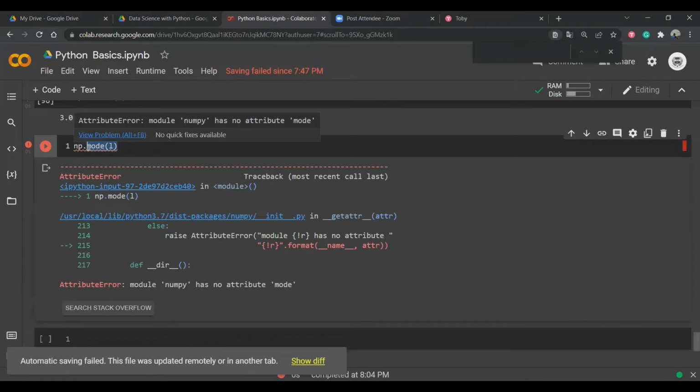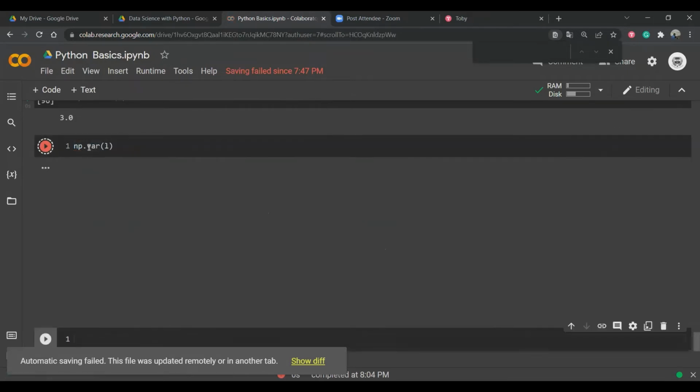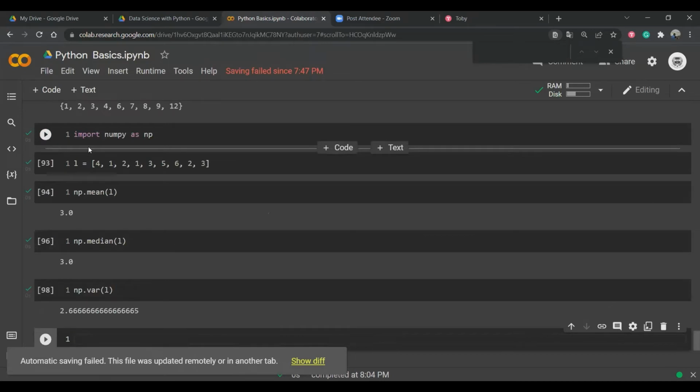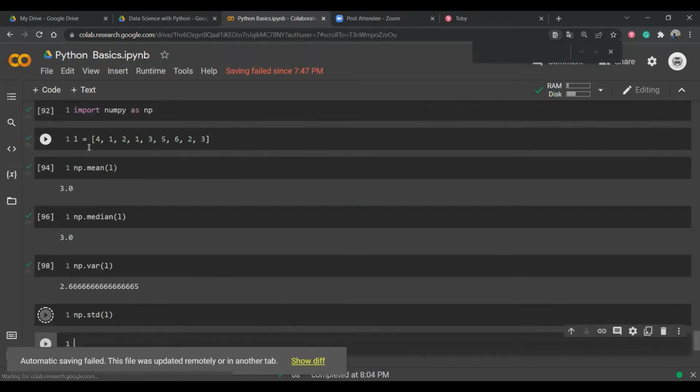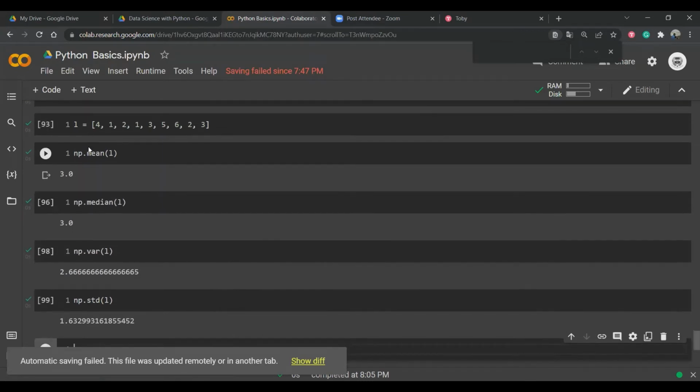If I want to check something else, suppose the variance, it is 2.66. If I want to check the standard deviation, that is also possible, 1.63. And guys, you can cross-verify all these values and you will definitely get the similar answer.